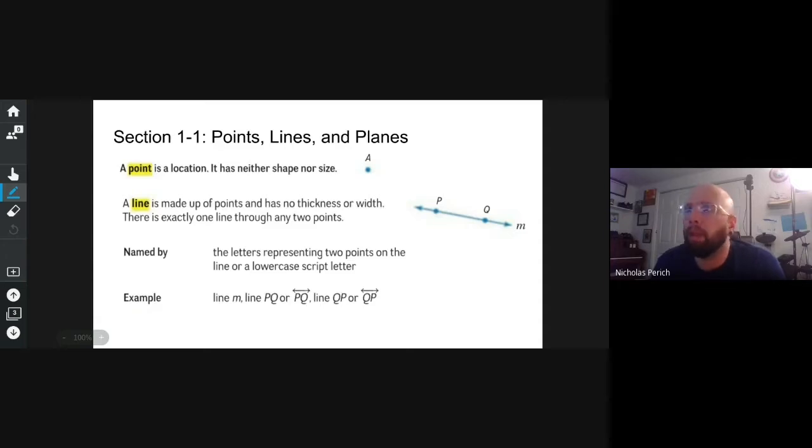We have a point, which is literally, if I were to take a marker, any marker will do, but if I were to take this Sharpie and go to something and go, boop, that's a point. We label a point with a letter. In this case, the letter A represents the point A. It is 0-dimensional.